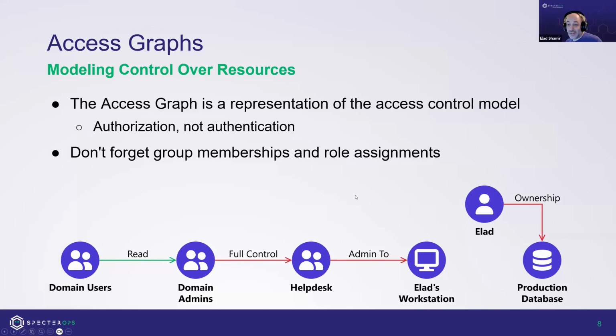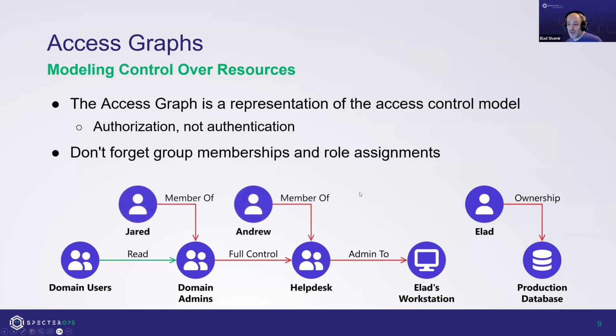On top of this, we can also add group memberships and role assignments. So we can see that Jared is a member of the domain admins group, and Andrew is a member of the help desk group. And if you look at this access graph from the defender's perspective, there's absolutely nothing wrong here. No security principle or security best practice is violated. There's nothing here that allows someone to gain access to anything that they're not legitimately permitted to access.